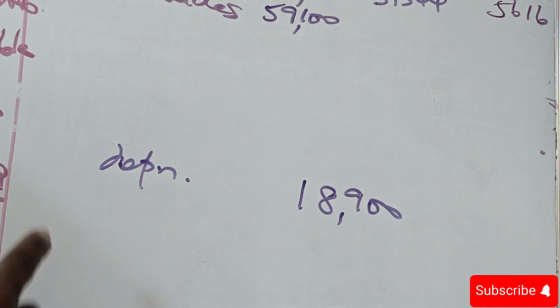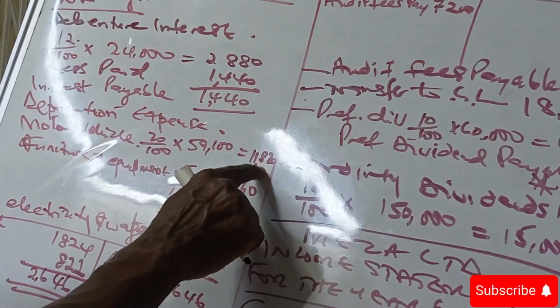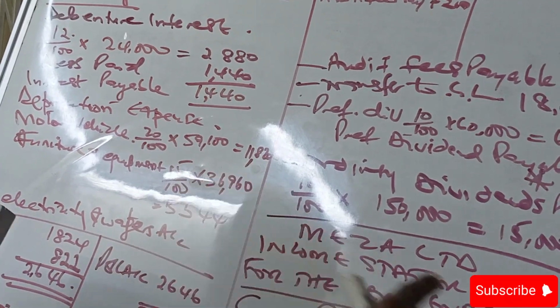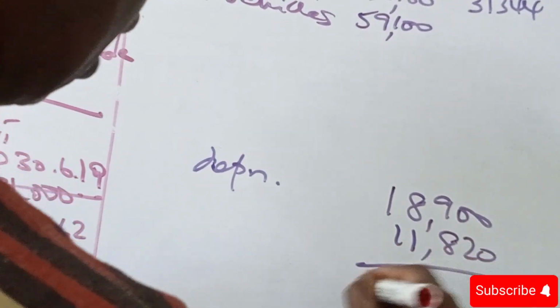We add the charge for motor vehicles for the year. This is the charge for motor vehicles for the year, 11,820. So we add here 11,820 to get the total depreciation.